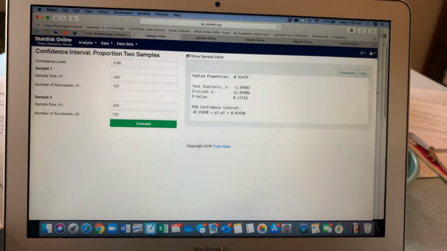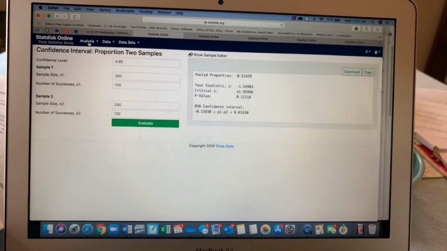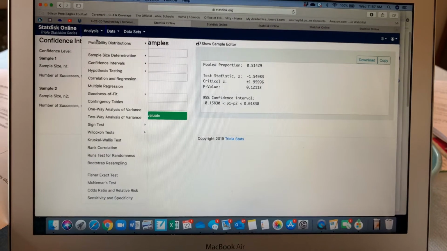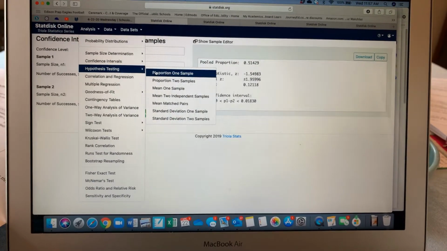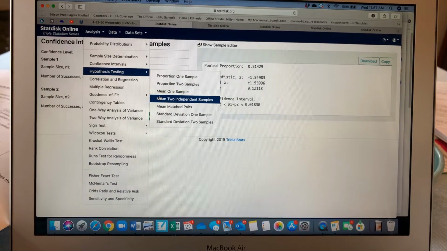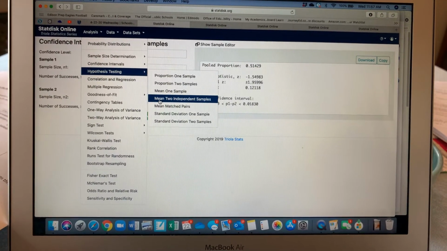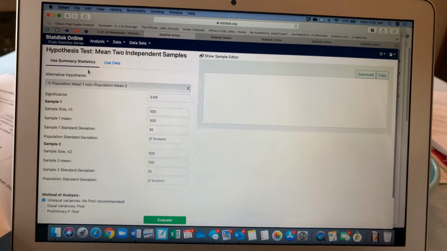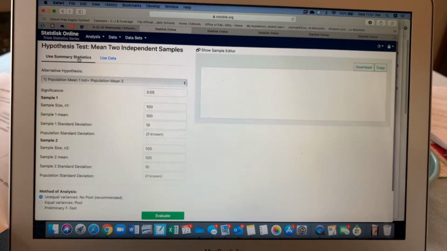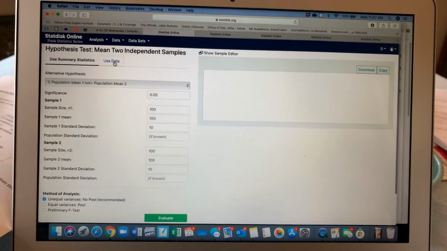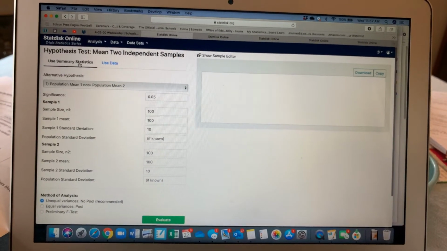Oops, wrong button, sorry. All right, so this is from last time, the confidence intervals and proportion of true samples. I'm going to go to analysis, hypothesis test, and I'm looking for a mean. I have more than one sample. I have 2 independent samples. They are not matched pairs, so I want mean 2 independent samples. And then I have the option to use summary statistics, or descriptive statistics is another word for that, or to use data. I don't have the individual data values. I have to use summary statistics.